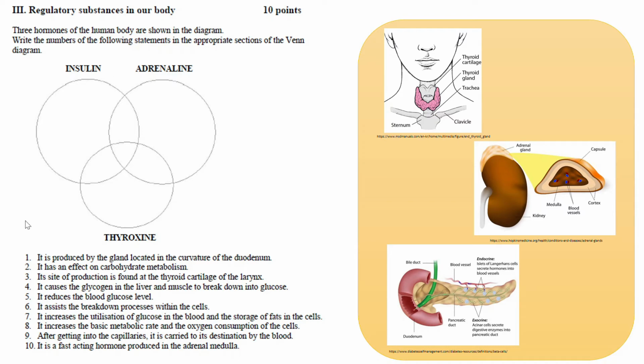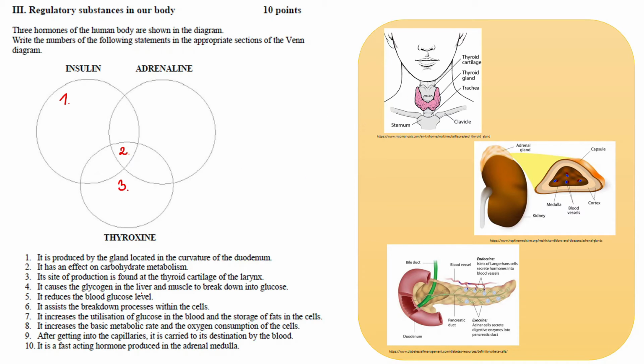Okay, so let's look at the statement. It is produced by the gland located in the curvature of the duodenum. We know that insulin, which is produced by the pancreas, is actually located there. So number 1 comes here. It has an effect on carbohydrate metabolism, all of them. Its site of production is found at the thyroid cartilage of the larynx. Easy one, that's going to be the thyroxine, which is produced by the thyroid gland.